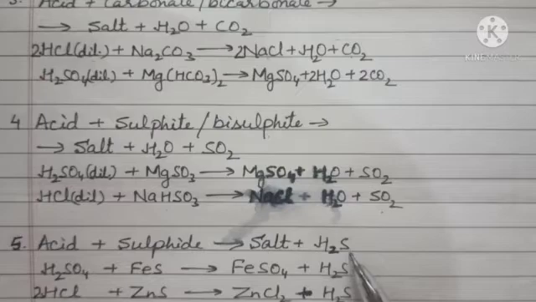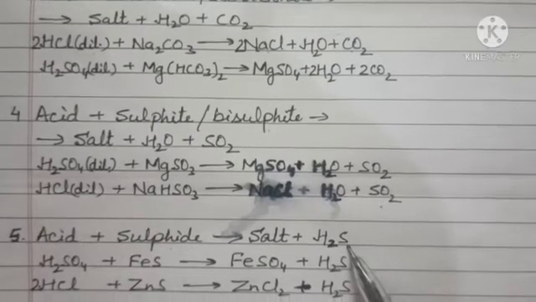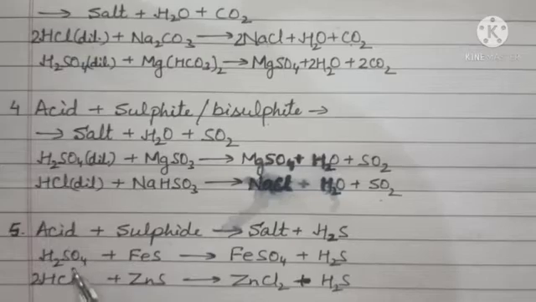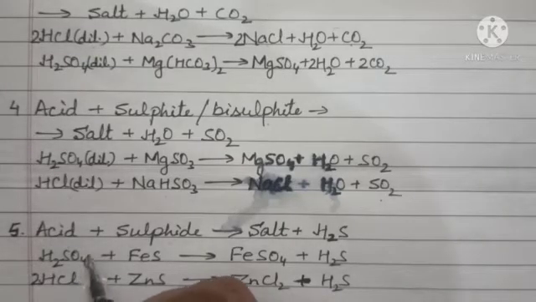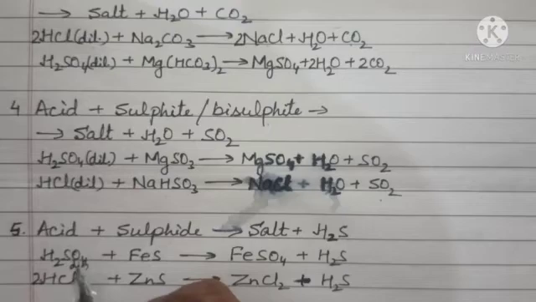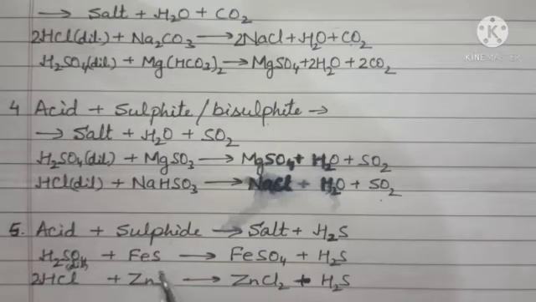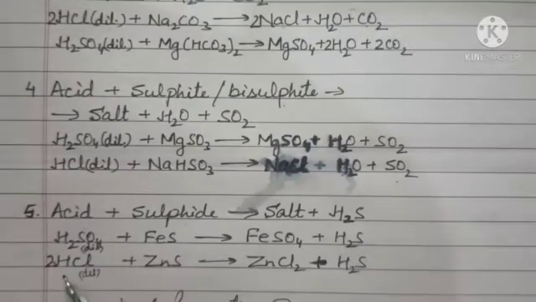Now next, when dilute acids react with metallic sulfide, they always give what? Salt and hydrogen sulfide gas. Which gas? Hydrogen sulfide gas, which has a rotten egg smell. Like dilute sulfuric acid when it reacts with iron 2 sulfide gives you iron 2 sulfate and hydrogen sulfide gas. Same way when dilute hydrochloric acid reacts with zinc sulfide, it gives you zinc chloride and hydrogen sulfide gas.